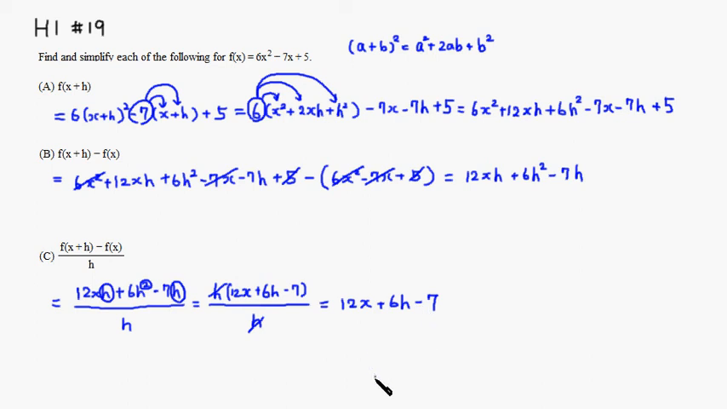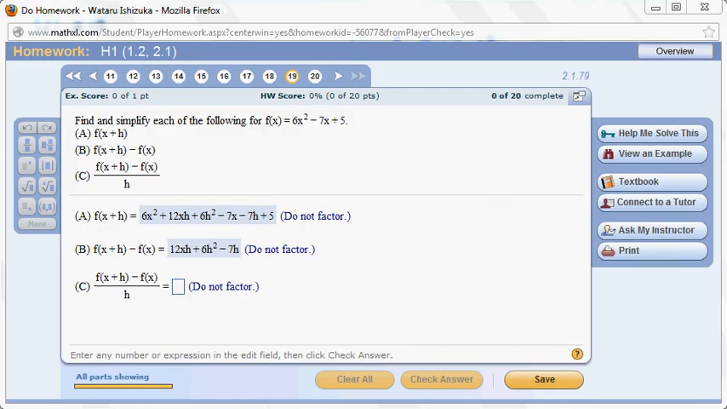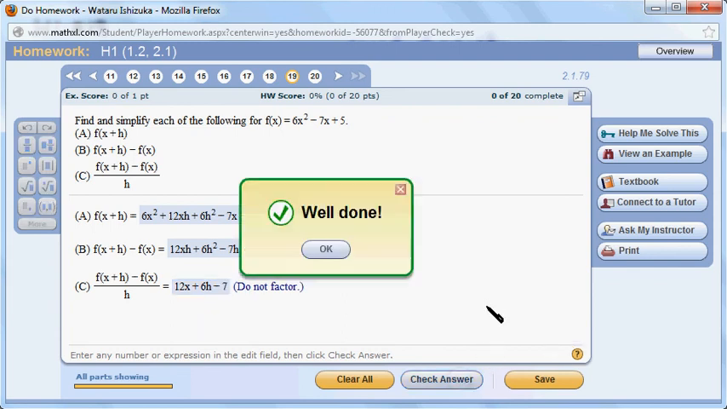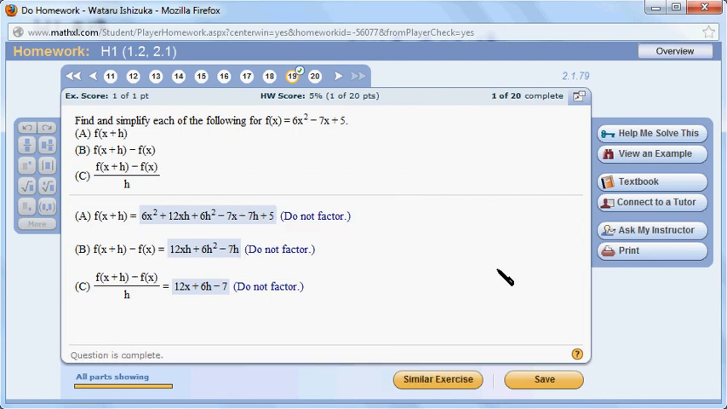So let's type it in. The answer was 12x plus 6h minus 7. Let's check the answer. All right, so we got that. That's it. I hope that this was clear.